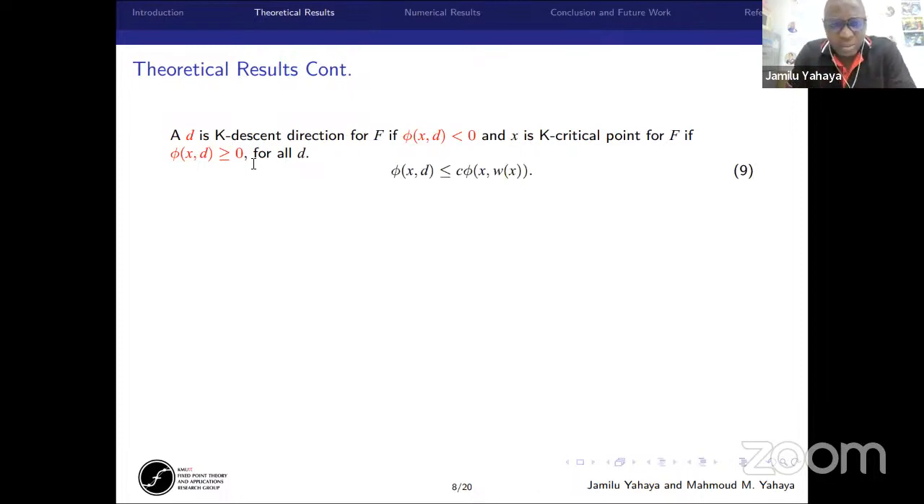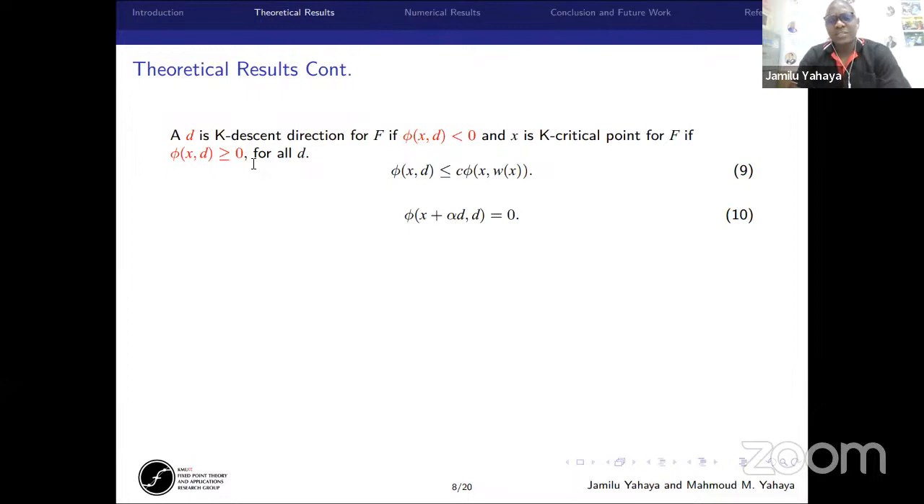One important property that we also use, because even in the classical sense some methods require the satisfaction of a sufficient descent condition for global convergence to be obtained. So in these settings, in order to obtain a sufficient descent condition, it has to be defined in this form, as you can see by inequality 9.